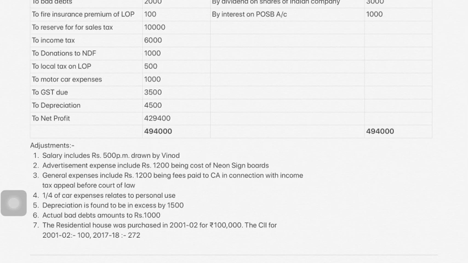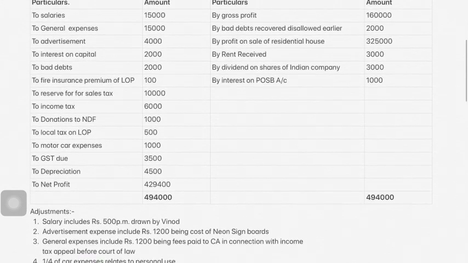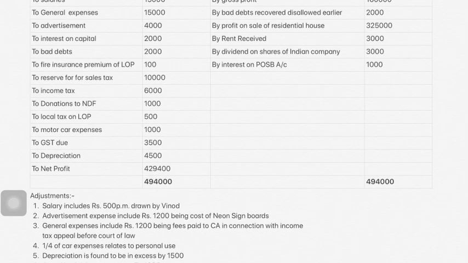Next, 1/4 of car expenses relates to personal use. That means only when the expenses are for business purposes can you show them. So how much is the car expense? Motor car expense is 1000. Out of this 1000, 1/4, that is 250 rupees, is for personal use. This 250 you have to add back.